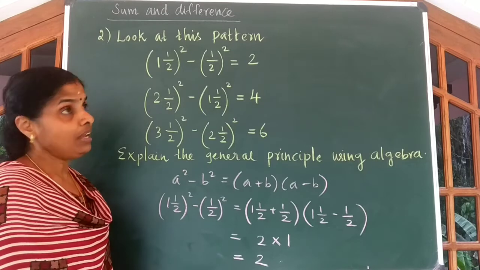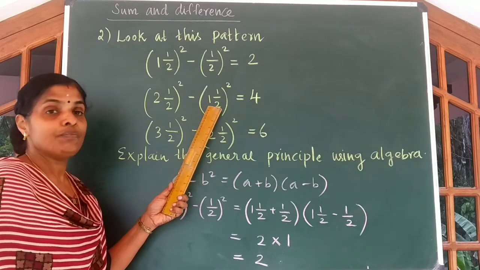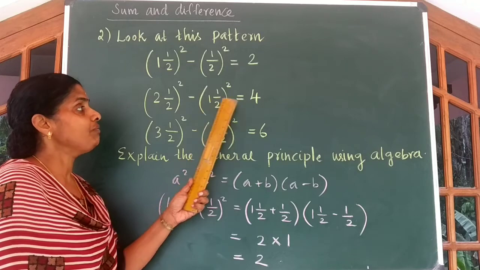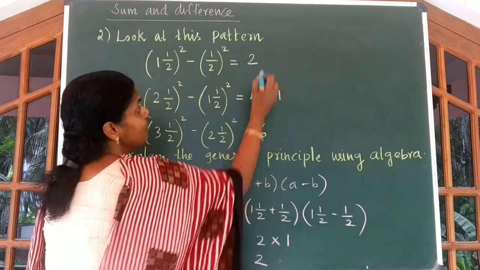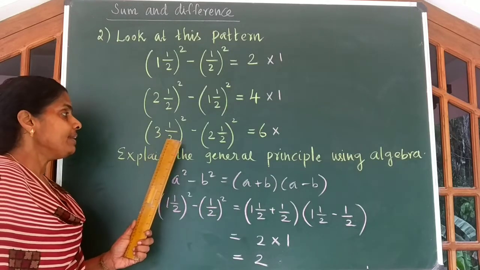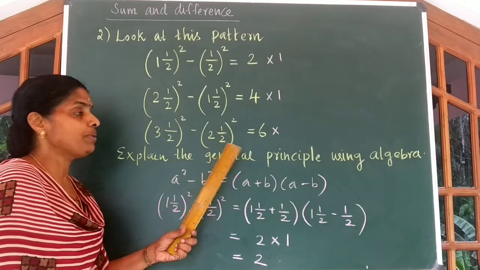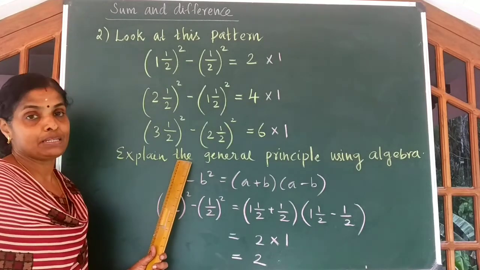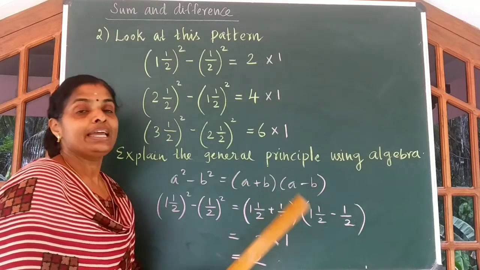In a similar way, you can understand this is 2.5 plus 1.5, which gives you 4, into 2.5 minus 1.5, which will be equal to 1. So you can understand this is equal to 4 into 1, and this is 2 into 1, and this is equal to 3.5 plus 2.5 gives you 6, and 3.5 minus 2.5 gives you 1. So what is our general principle? Our general principle is a squared minus b squared is equal to (a plus b) into (a minus b).